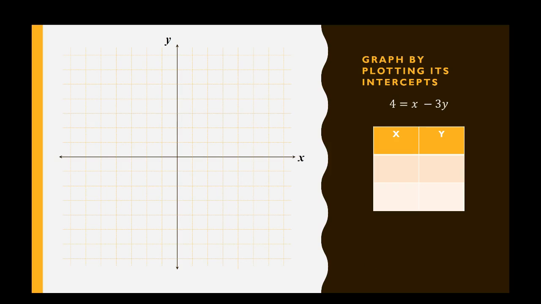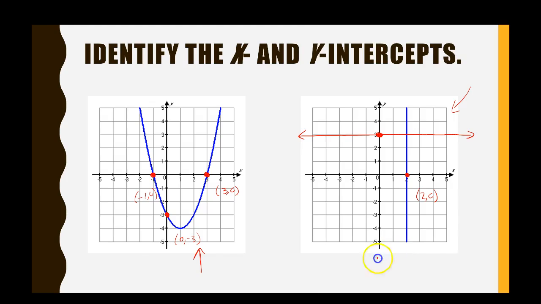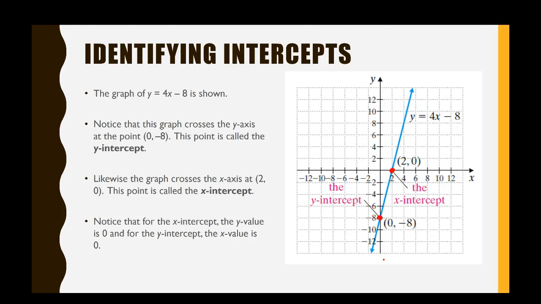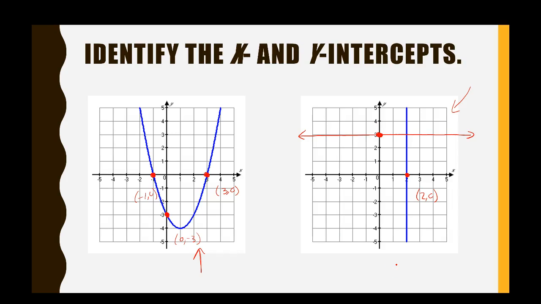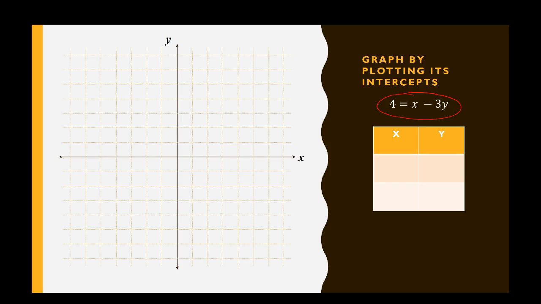So if I'm graphing by plotting the intercepts, I have my linear equation, and let's go back a slide. Notice that your x-intercept has a 0 for y. Your y-intercept has a 0 for x. Same thing happens on the next slides that we had. So when we go to fill in the table here, if I put in a 0 for x, that would give me my y-intercept. If I put in a 0 for y, that would give me my x-intercept.